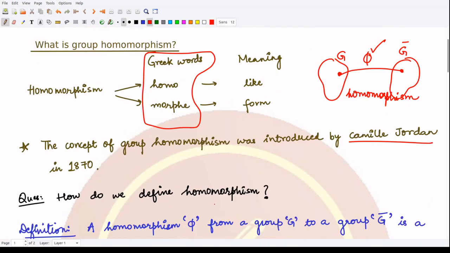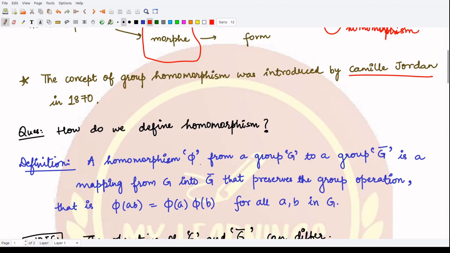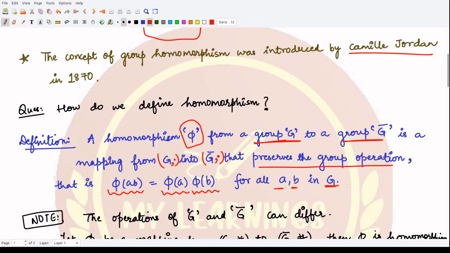So how do we define homomorphism? A homomorphism phi is a mapping from the group G to the group G bar such that it preserves the group operation, that is, phi of AB is equal to phi of A, phi of B for all A and B in our group G. Notice that the group operation of G and G bar, in this case, we have taken to be multiplication. However, these could be different also.